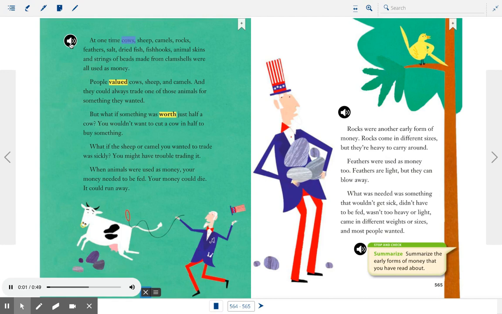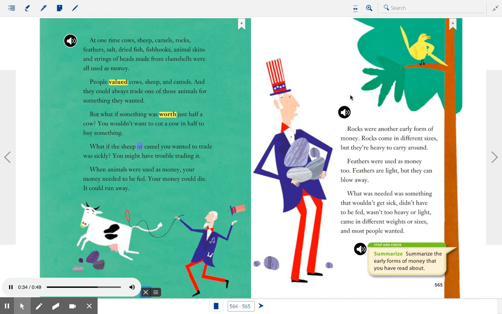At one time, cows, sheep, camels, rocks, feathers, salt, dried fish, fish hooks, animal skins, and strings of beads made from clamshells were all used as money. People valued cows, sheep, and camels, and they could always trade one of those animals for something they wanted. But what if something was worth just half a cow? You wouldn't want to cut a cow in half to buy something.